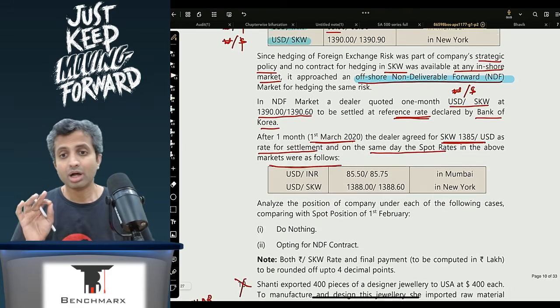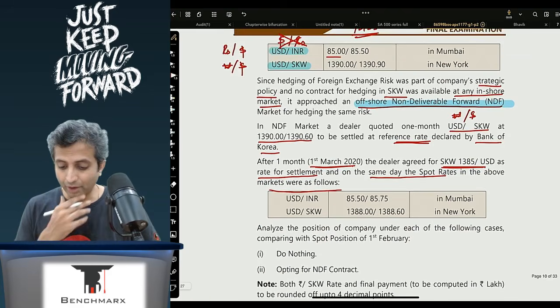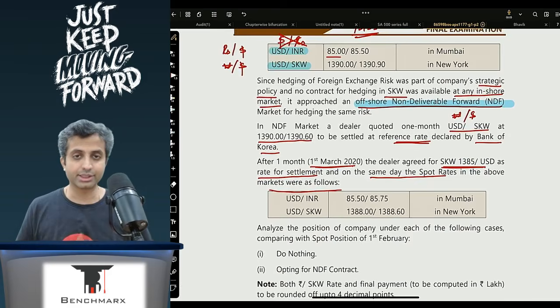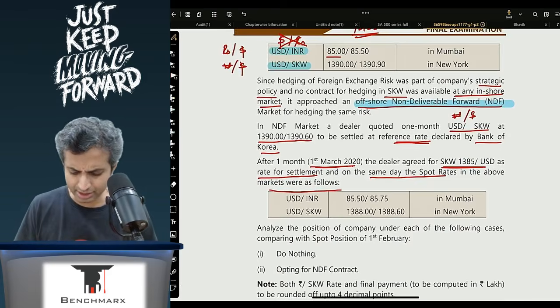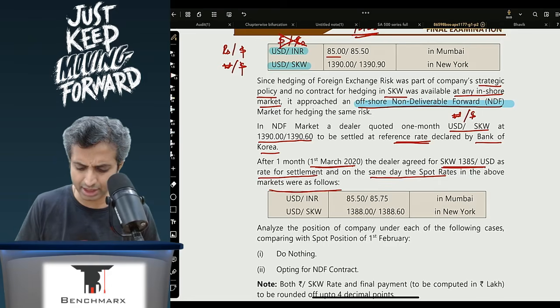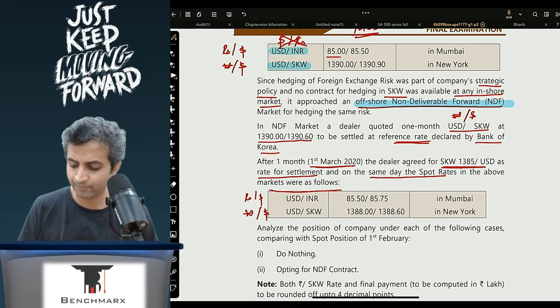So a thing that you need to remember over here is, you will review this question once. USD INR, USD KRW, again this will be read as rupees per dollar, and this will be read as won per dollar, and this is on 1st of March 2025.